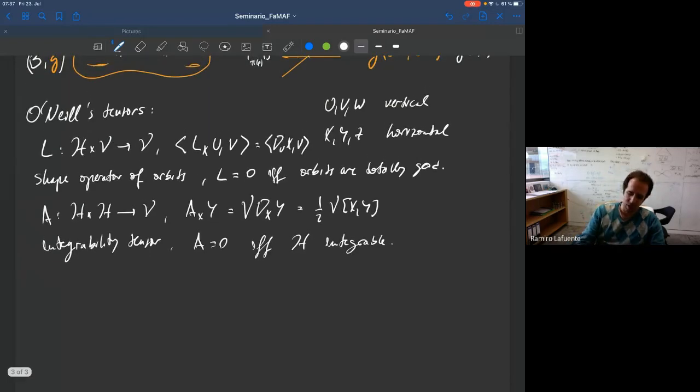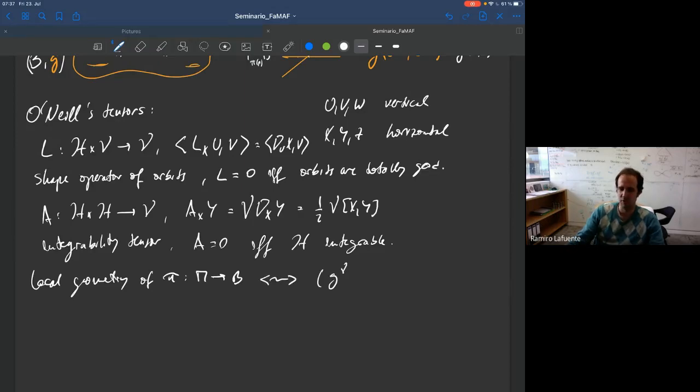And then I guess the local geometry of this Riemannian submersion is encoded in the family of metrics on the orbits, in the quotient metric downstairs, and in these two tensors A and L.